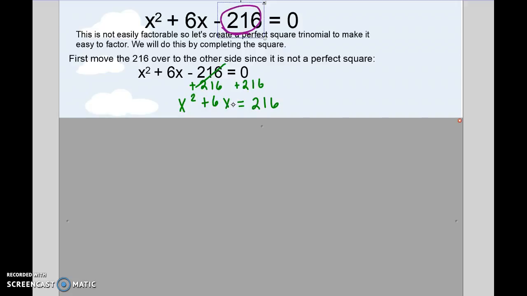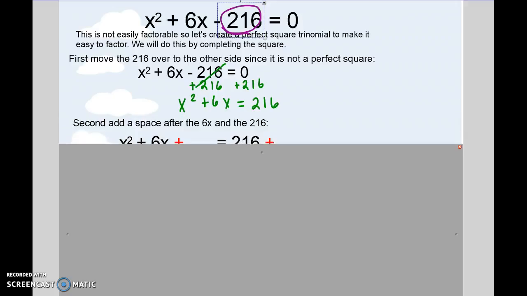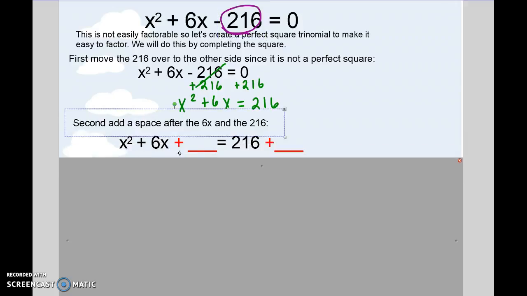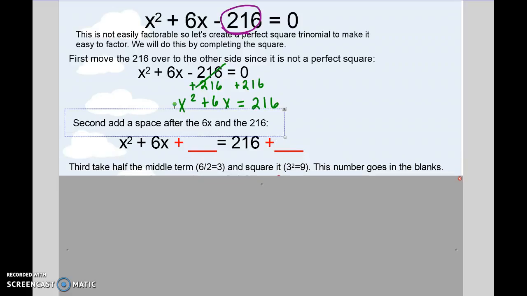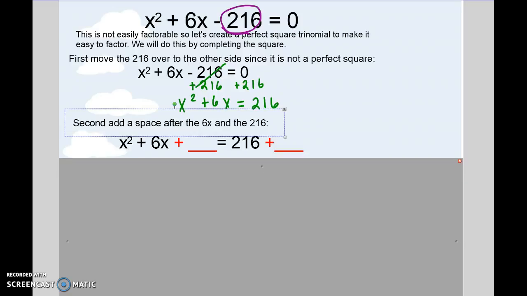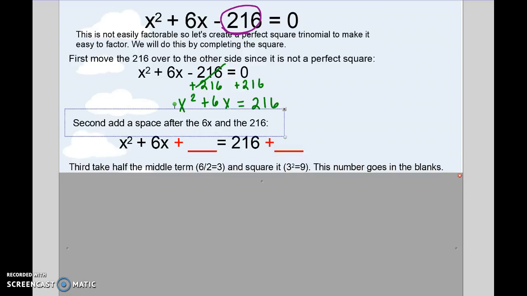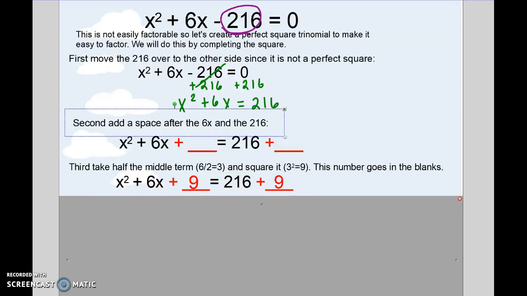Now I want to put in my own c, so I'm going to make a space right after the 6x for my new c. But whatever I do to one side, I have to do to both sides. So I'm also going to put a space next to the 216 that I moved over. Then we're going to find our c, which if you remember what we just did, you take half of the middle term and square it. So that'll end up being 9. So I now have x squared plus 6x plus 9 equals 225 when I add those together.